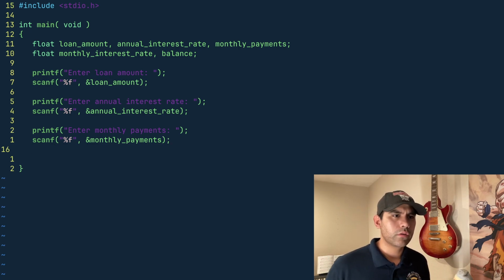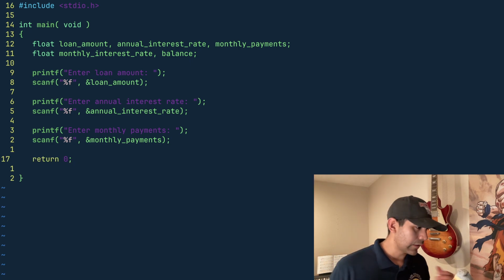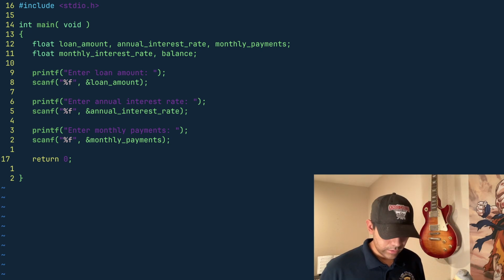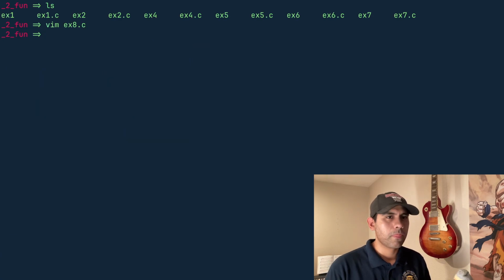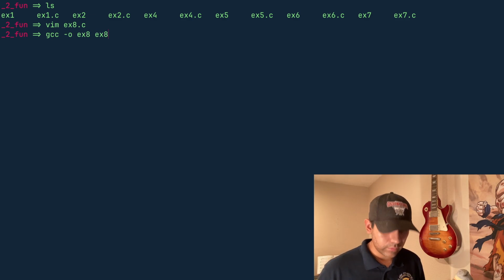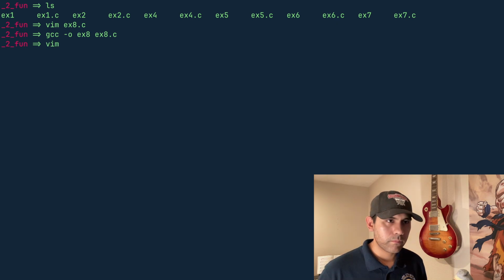Okay, so we got that. We got loan amount. Let me run this program. I want to detect any bugs early on rather than later. So I think everything should be good. All right, let's see now. gcc output x8 x8.c. No errors. Okay. Vim x8.c.